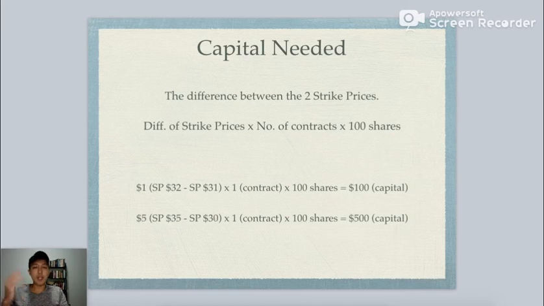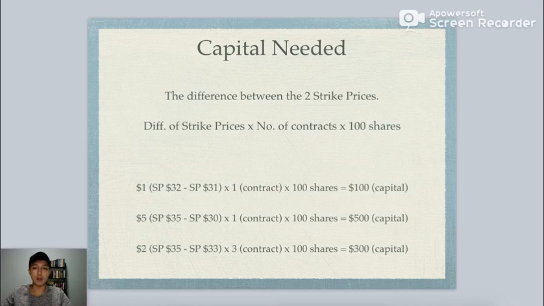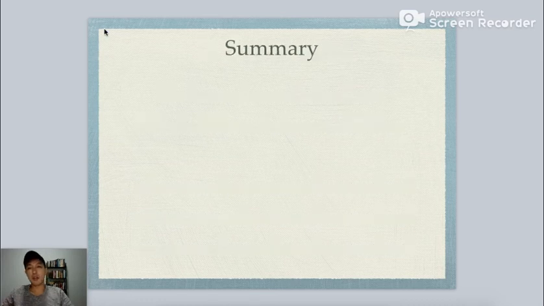What if your strike prices are different, with a difference of $5? For example, you did a strike price of 35 and a strike price of 31, that's a $5 difference. Likewise, if you do one single contract of 100 shares, you will need $500 capital to initiate this bull put spread strategy. Similarly, if the spread is $1 and you do 3 contracts of 100 shares, you will need $300 capital. So it's not very difficult.